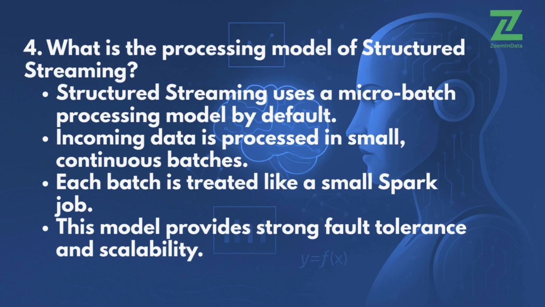What is the processing model of structured streaming? Structured streaming uses a micro-batch processing model by default. Incoming data is processed in small, continuous batches. Each batch is treated like a small Spark job. This model provides strong fault tolerance and scalability.